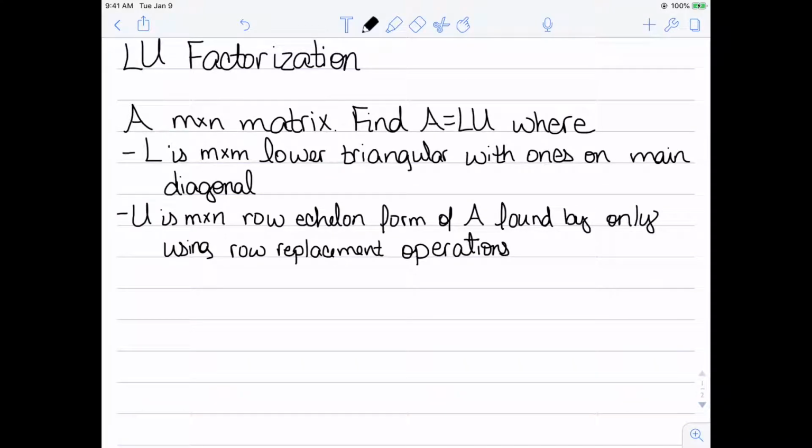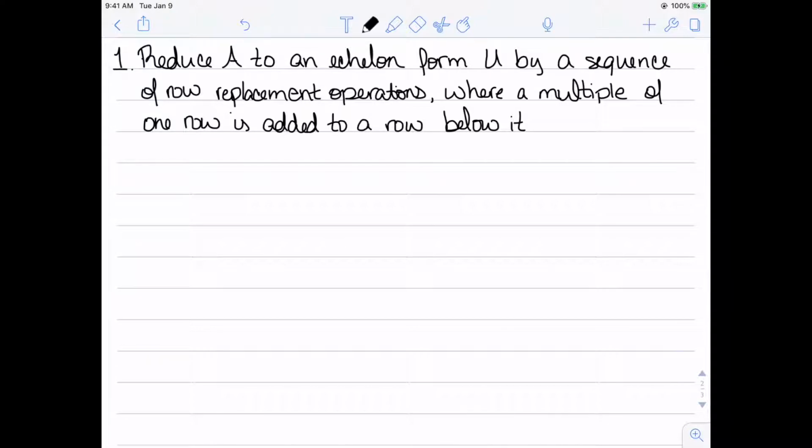U is going to be an m by n row echelon form of A, found only by using row replacement operations. So I'm only going to be able to multiply a row by a number and add it to another row. In order to do this, there's essentially going to be two steps. The first step is to reduce our matrix A to an echelon form U by a sequence of row replacement operations, where specifically a multiple of one row is added to a row below it. So that's the only row operation we're going to allow.